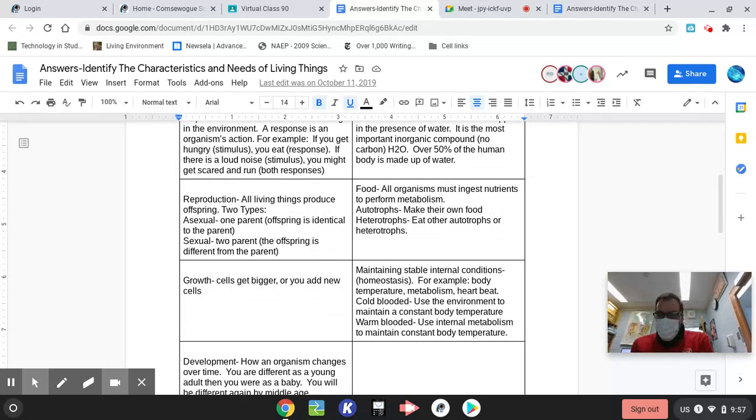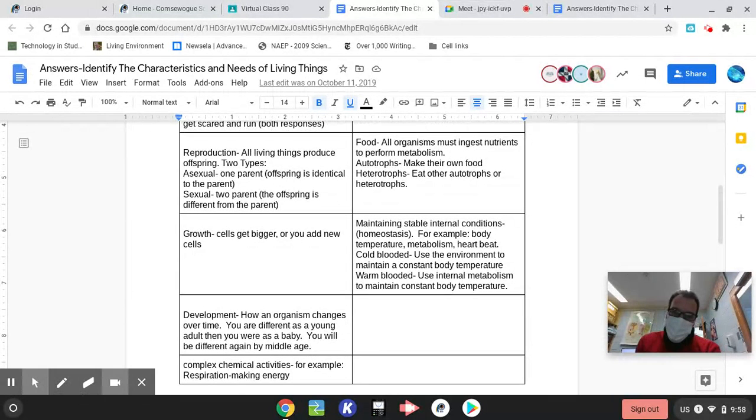Growth. Every living thing grows. It gets bigger. Cells get bigger. We add new cells if you're a multicellular organism, and that's one of the things living things do. And what goes along with that is also development, right? But they're not the same thing, so it's important to think about the difference.